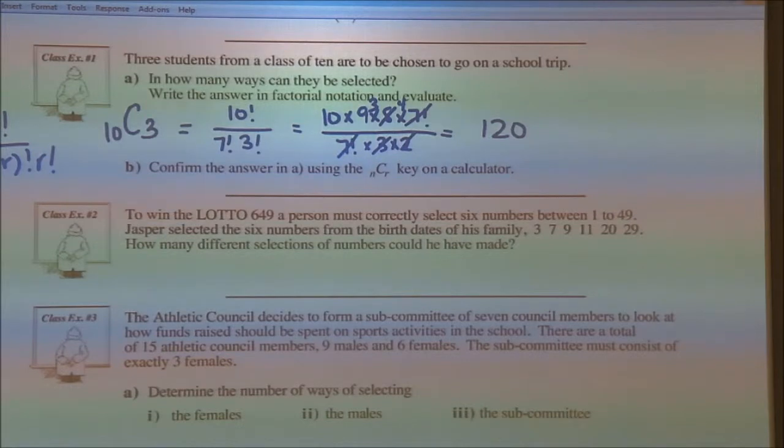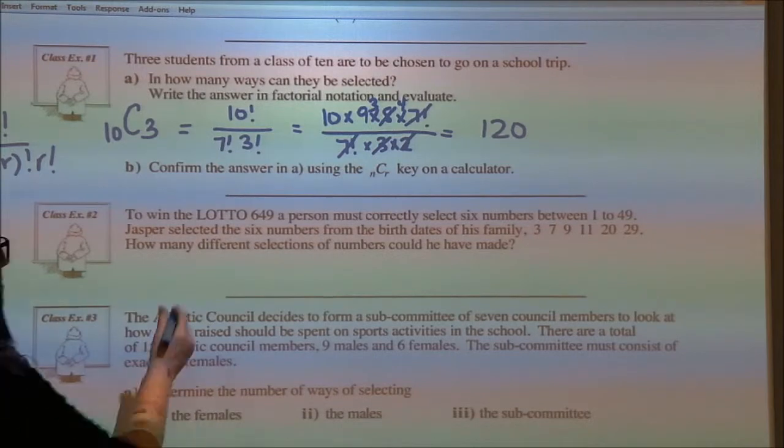Okay? So to win Lotto 649, a person chooses 6 numbers between 1 and 49. Jasper selected the birth dates of his family: 3, 7, 9, 11, 20, and 29. How many different selections could he have made? So this is a combination.